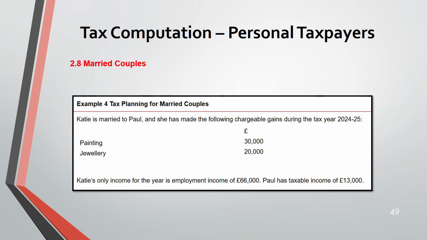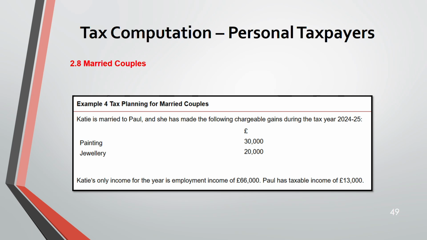Now, example 4. This is about Katie who is married to Paul. She has made the following chargeable gains: one from a painting, 30,000, and the other from jewelry, 20,000. The only income of Katie is her employment income of 66,000. Paul has a taxable income of 13,000. Remember one thing, the moment you are given taxable income, there is no need to deduct the personal allowance. It has been deducted. But if you are given employment income, you have to deduct your personal allowance. It is not your taxable income.